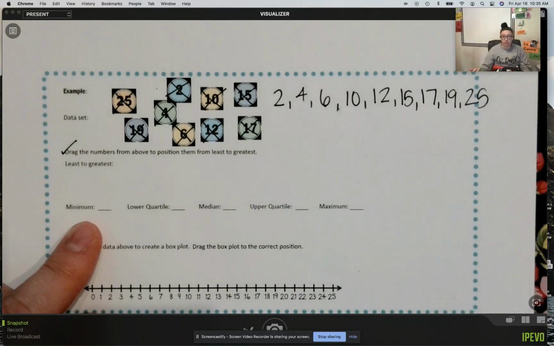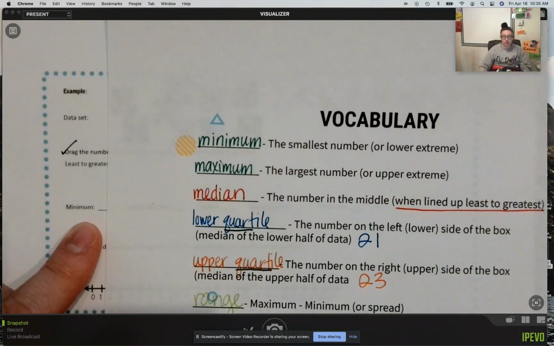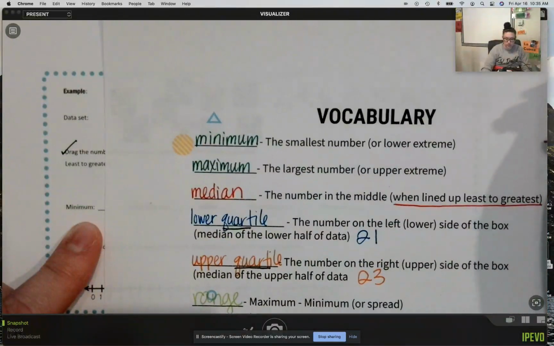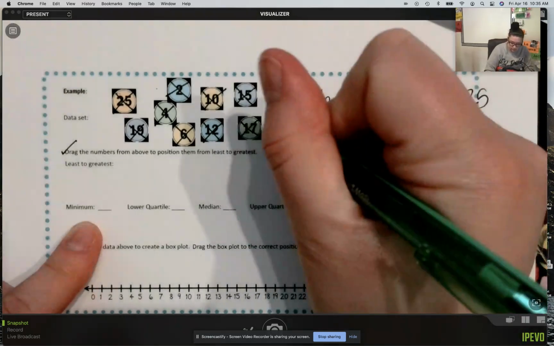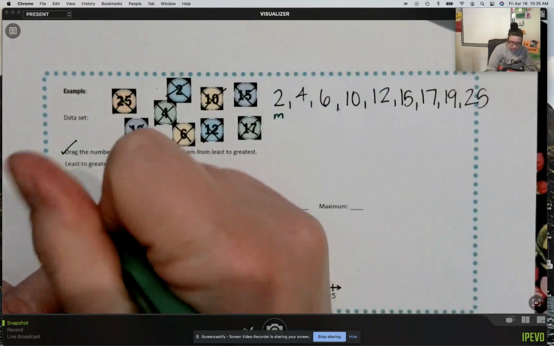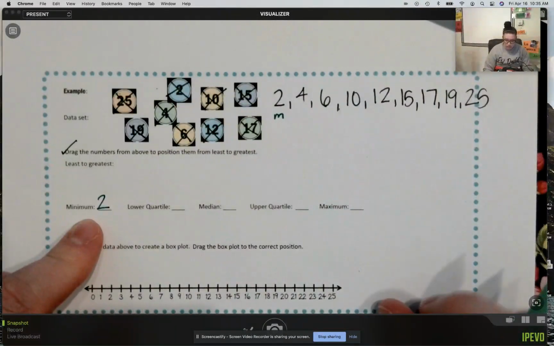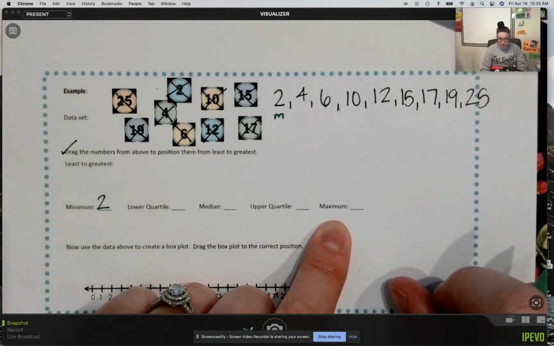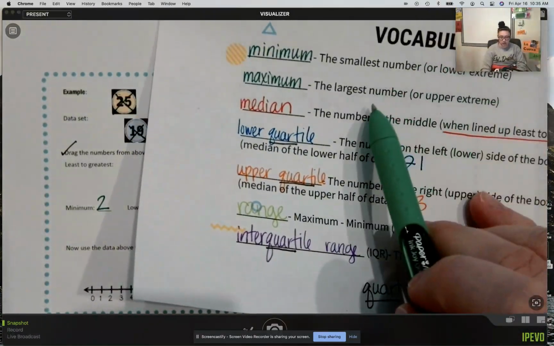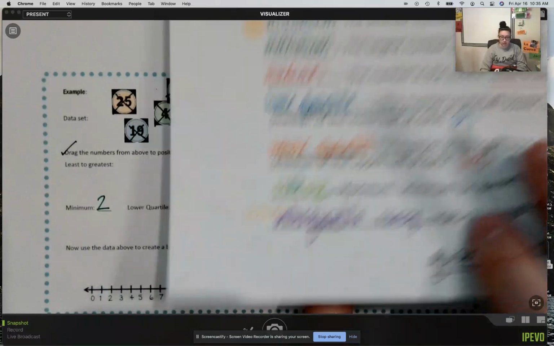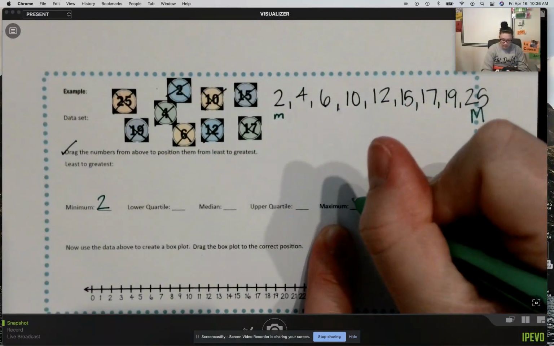The minimum. Remember, the minimum is the smallest number. What's my smallest number in this set? 2. My minimum is 2. My maximum, remember the maximum is the largest number, the biggest number, is 25.